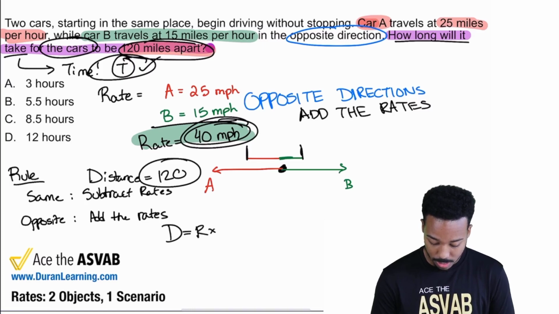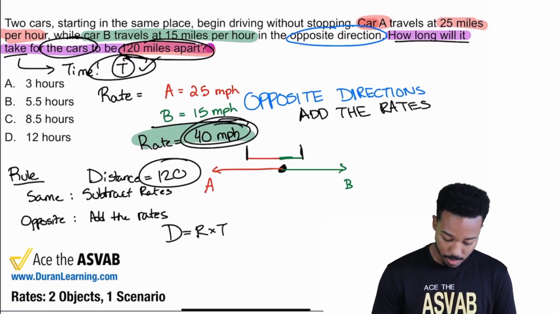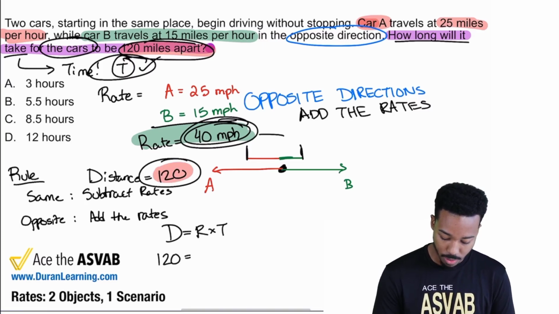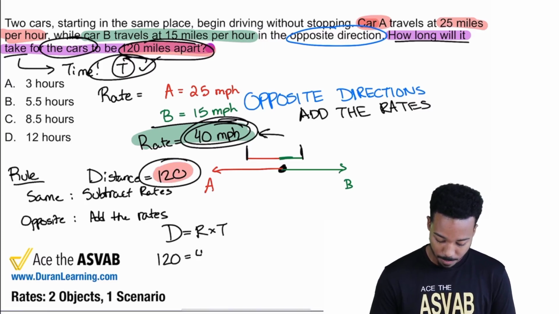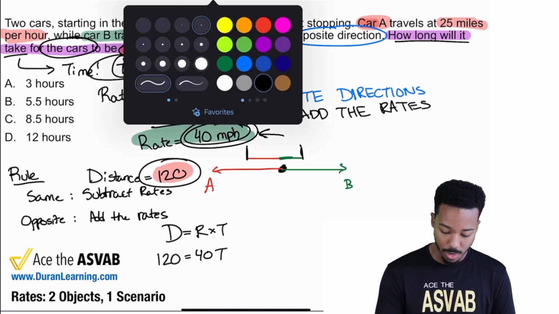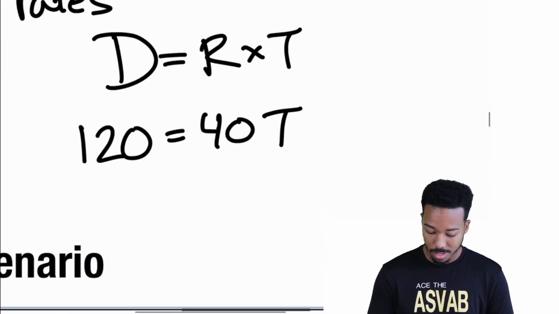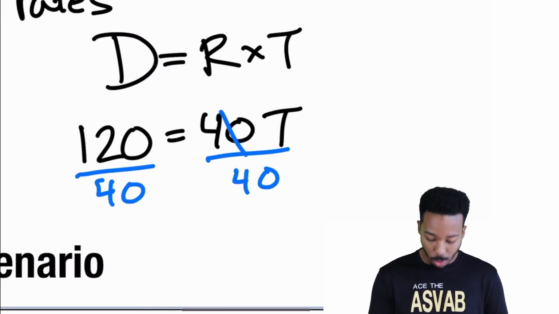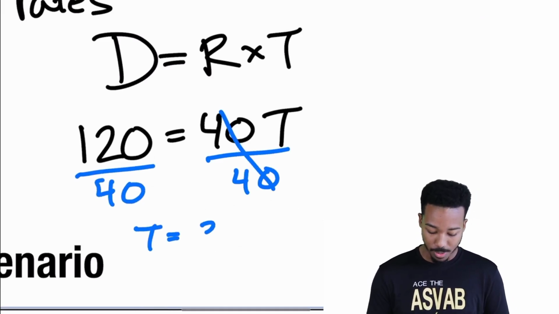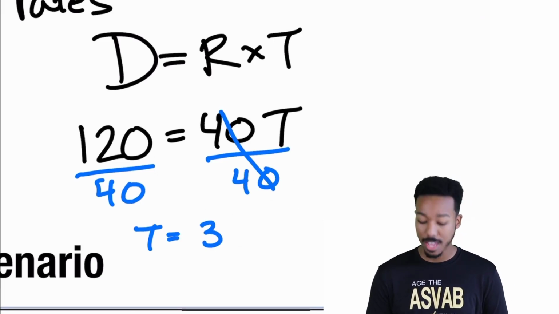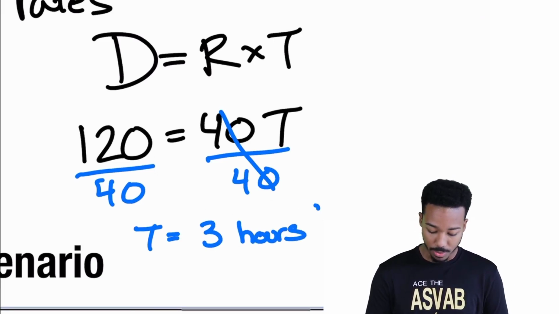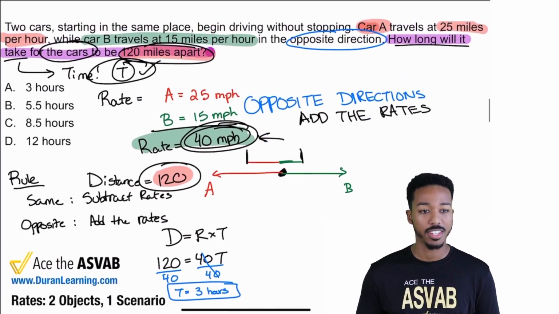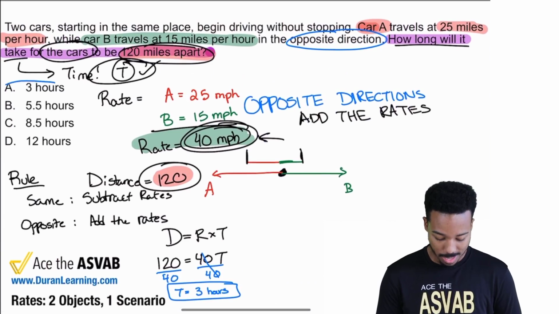D equals RT. Our distance right here is 120. My rate is 40. My time is T. All I have to do now is divide both sides by 40, and we are golden. T equals 3. 3 what? It's T for time. 3 hours. Booyah, we're good. And we can say confidently that we've got the right answer in A.